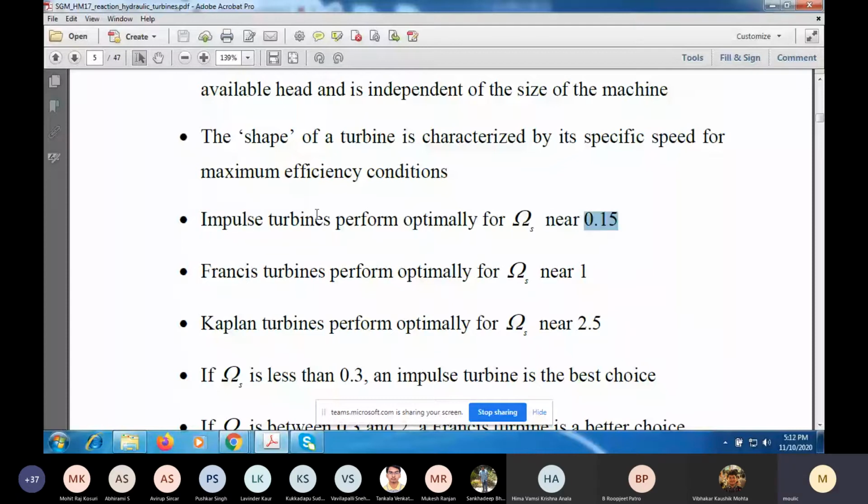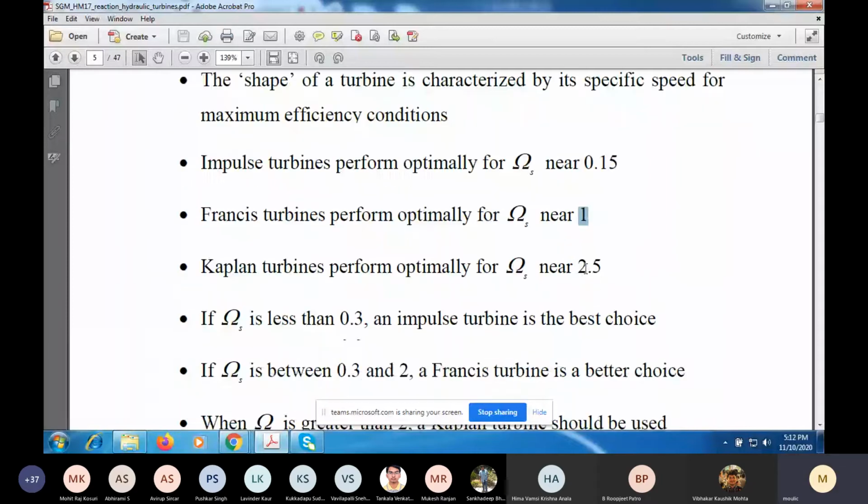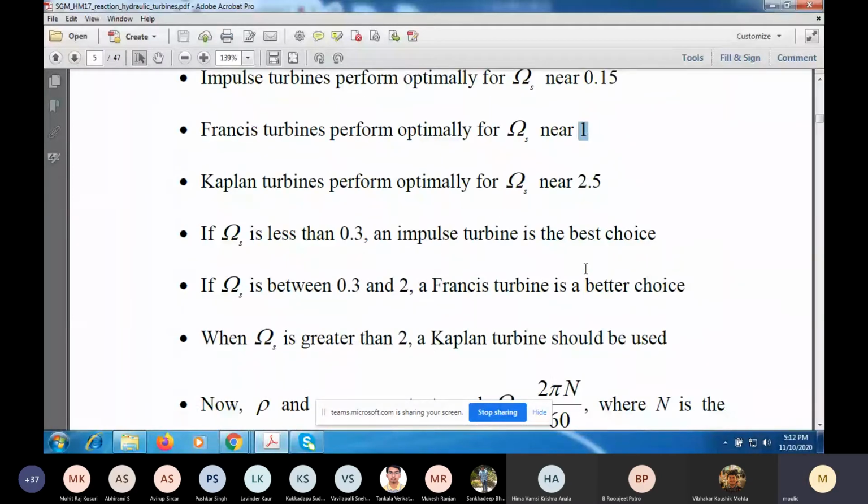We have seen already in great detail an impulse turbine, a hydraulic impulse turbine, which is the Pelton turbine. You can have other kinds of turbines which are impulse turbines, but the fluid may not be water. Now we'll be looking at Francis turbines and Kaplan turbines. Kaplan turbines are axial flow turbines, and they have omega s about 2.5, and Francis turbines would have omega s about 1.